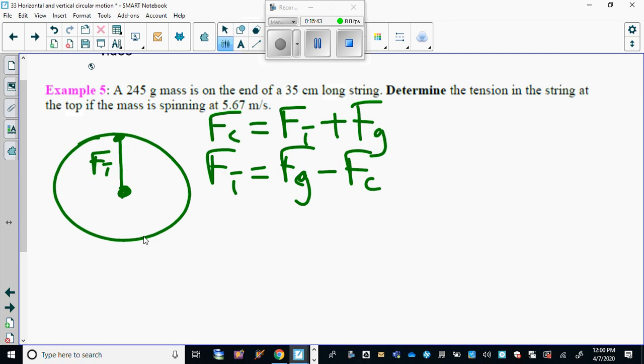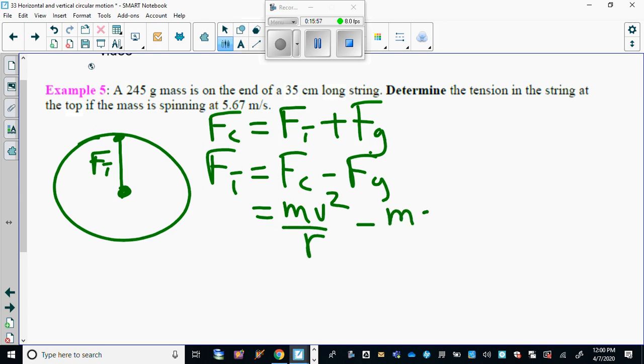No, it doesn't. I got it right the first time. Ft equals Fc minus Fg. Mv squared over r minus mg at the top. At the top, Ft is going down, Fc is going down, Fg is going down. They all have to have the same signs.